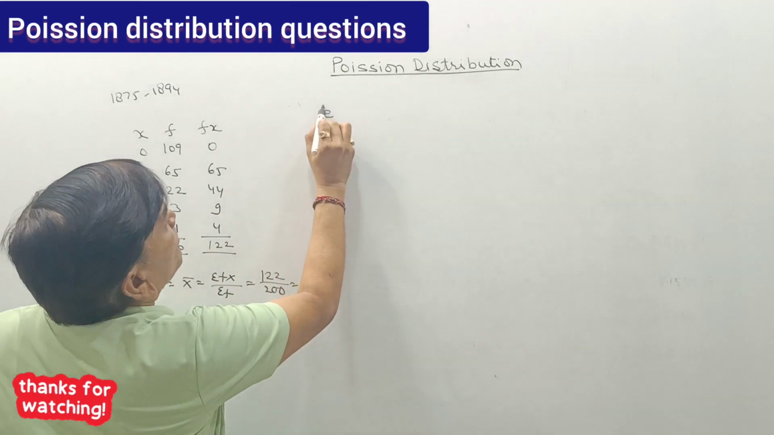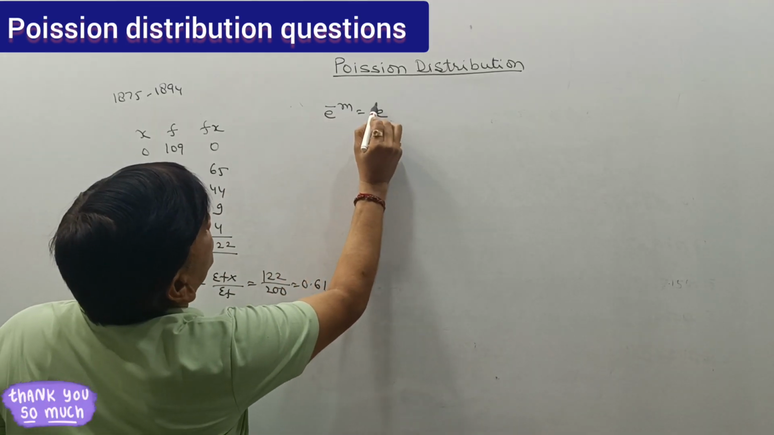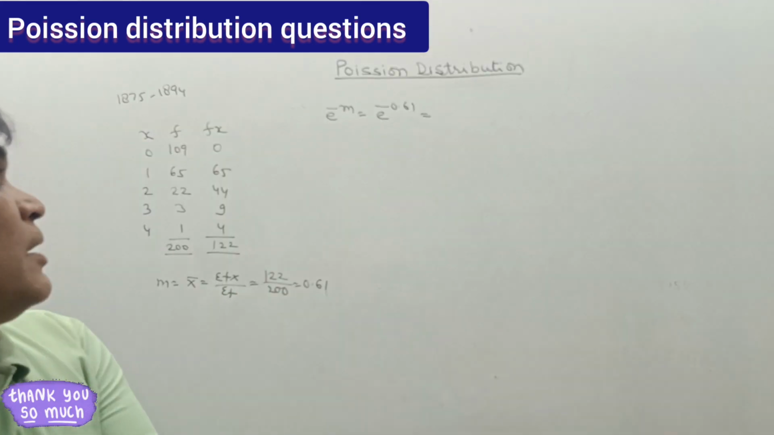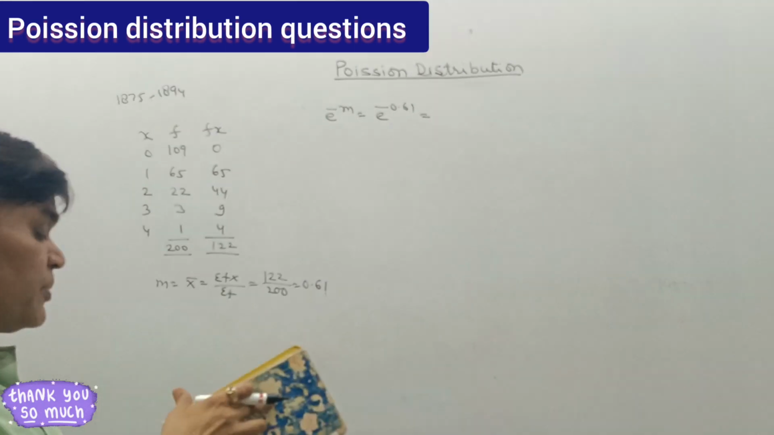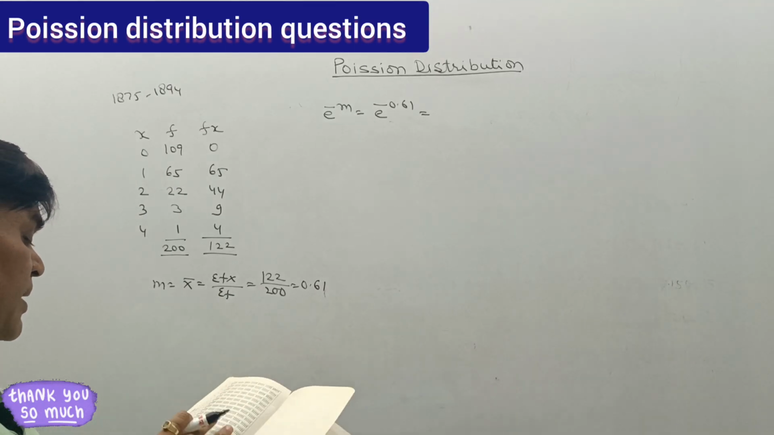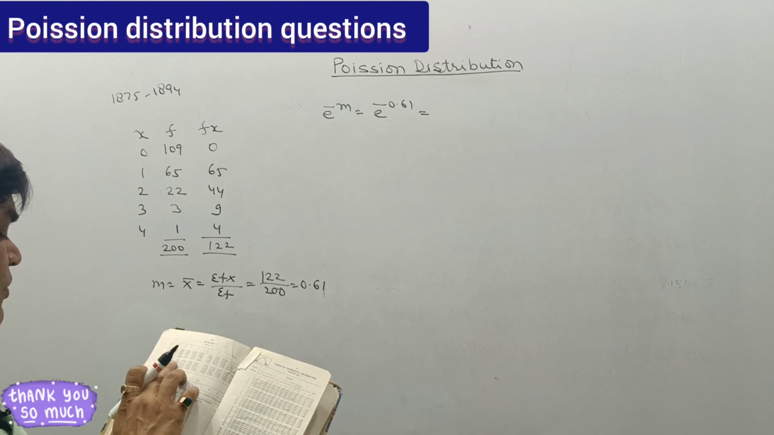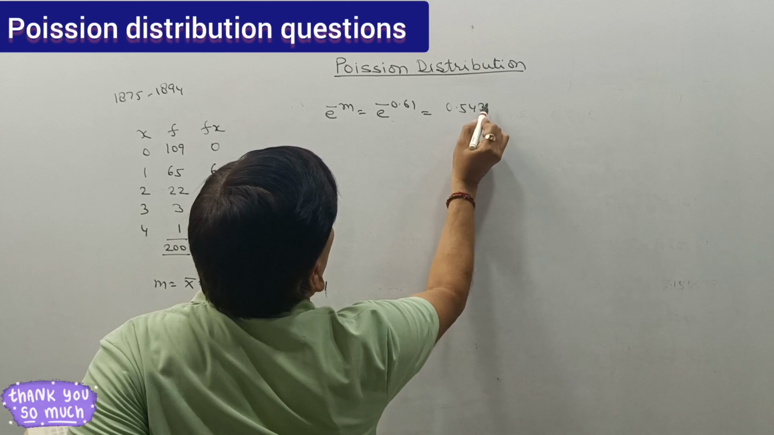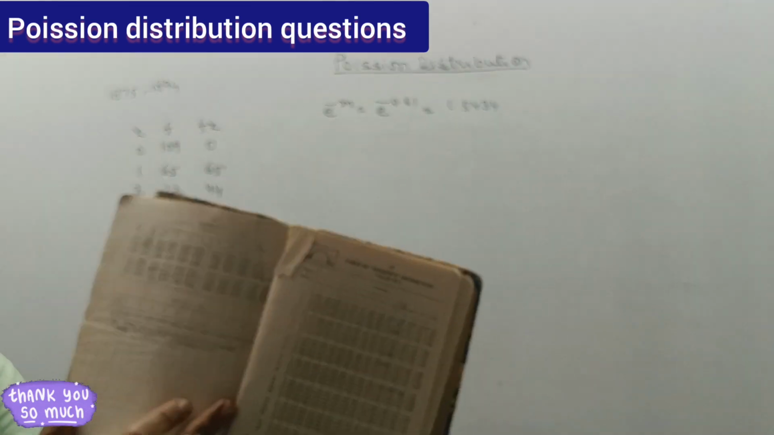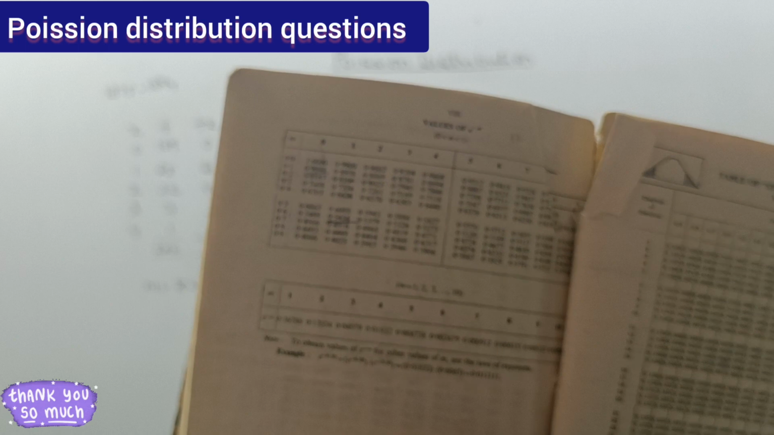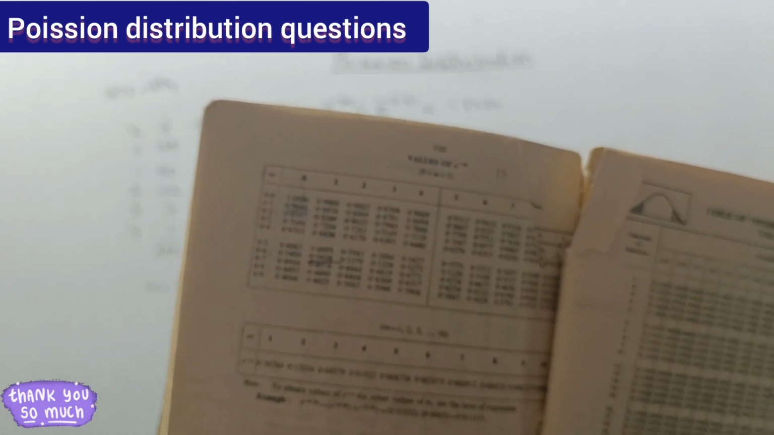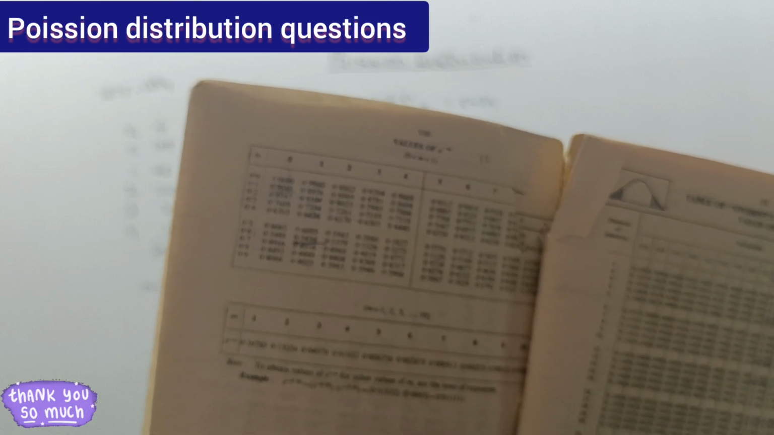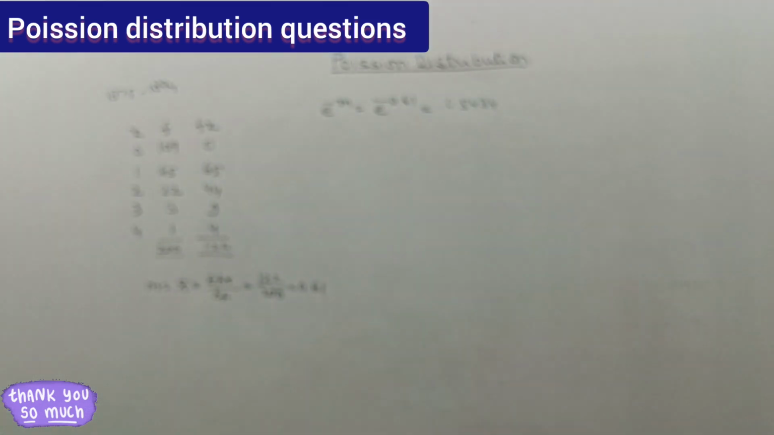So e raised to power minus m, that is e raised to power minus 0.61. If we see the table, we can get the direct table value of this, and we also have a second, without-table method. For 0.6 and the difference 1, we see 0.5434. You can say this is e raised to power minus m, the value is 0.5434.